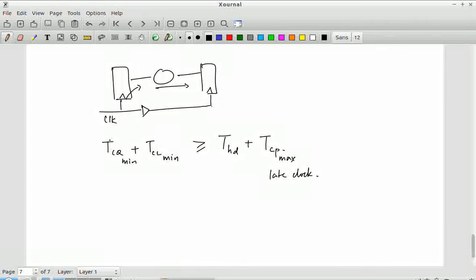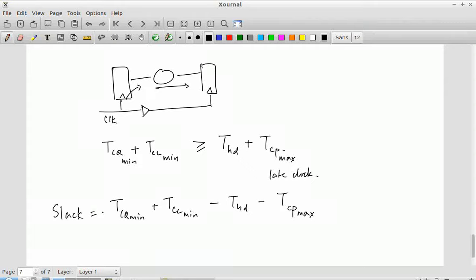So that is the earliest data that can arrive at the next flip-flop versus the latest clock that can arrive at the next flip-flop. So the slack can be defined as TTQ min plus T combinational logic min minus T hold minus T clock max. If this number is positive, it means you don't have a hold violation. If the number is negative, it means that you have a hold violation. Your data has changed before the hold interval on the second flip-flop has elapsed.